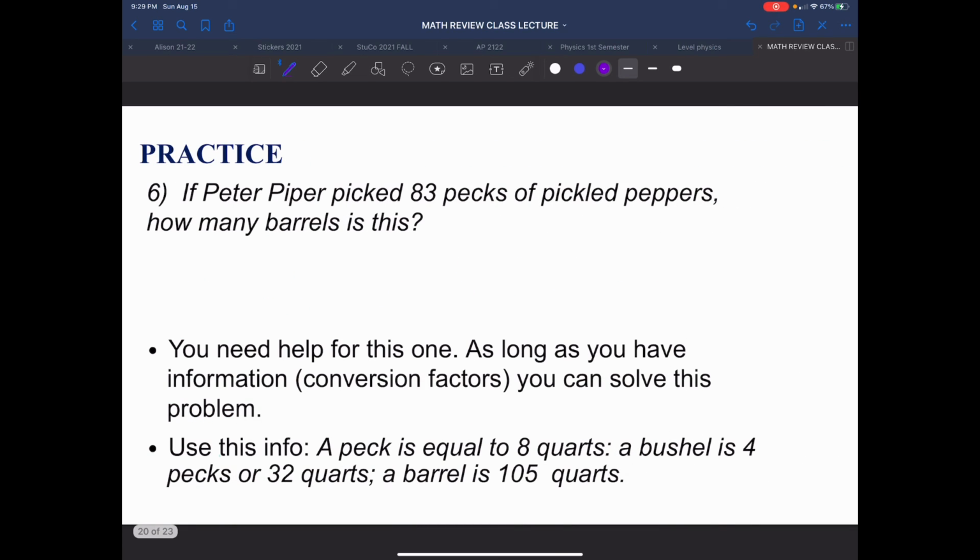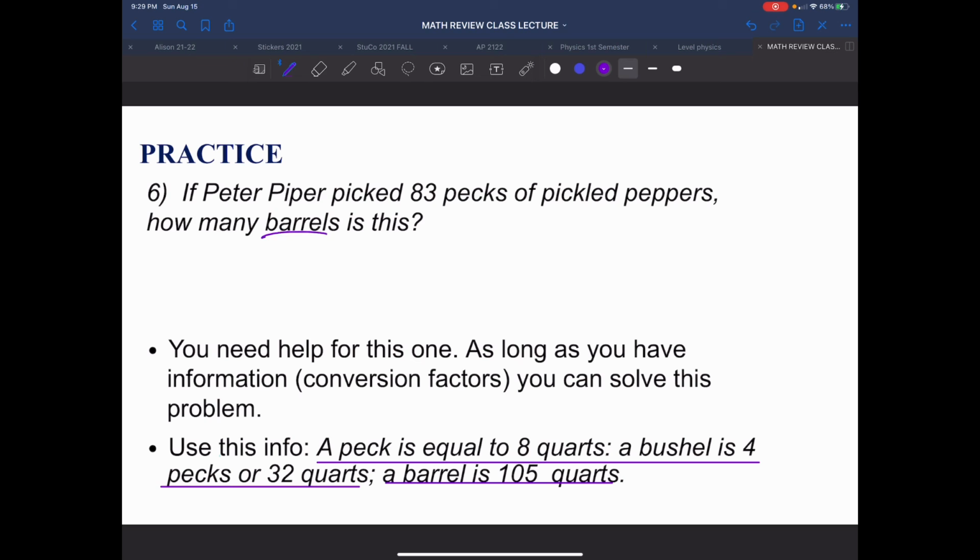All right, number 6. Peter Piper picked 83 pecks of pickled peppers. How many barrels is this? Well, at first glance, you're like, I have no idea because I don't have all the information I need, okay? You don't have all your conversion factors. You need this info down here. A peck equals 8 quarts. A bushel is 4 pecks, or 32 quarts, and a barrel is 105 quarts.